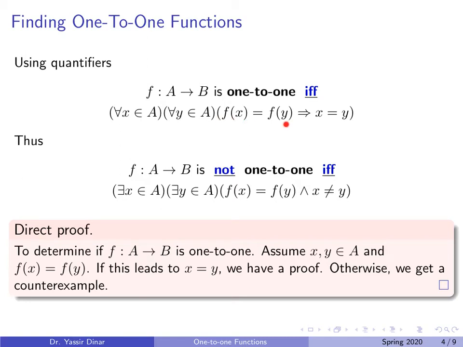So I have to assume that we have elements x and y in the set A, and we assume f of x is equal to f of y. If from this condition, for arbitrary x and y, we find that x is equal to y, then we have a proof that f is one-to-one. Otherwise, that means x doesn't equal y, and this will always give me a counterexample showing why f is not one-to-one.